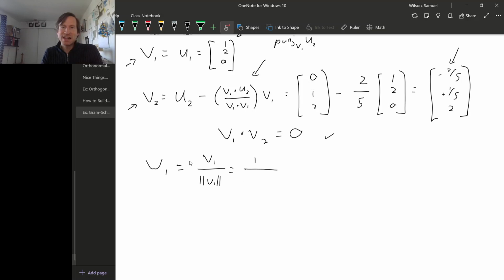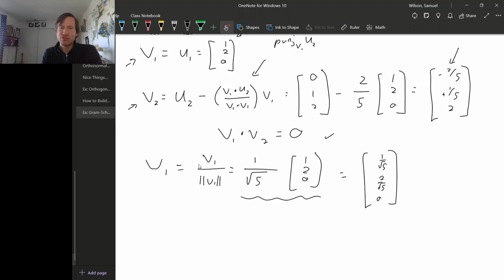So let's see, the magnitude of v1 looks like it's the square root of 5, and v1 is 1, 2, 0. So we could leave it like this, but for some reason I feel like I ought to move this inside, so 1 over root 5, 2 over root 5, and 0. So there's the first vector for our orthonormal basis. The second vector for our orthonormal basis is going to be v2 over the magnitude of v2.